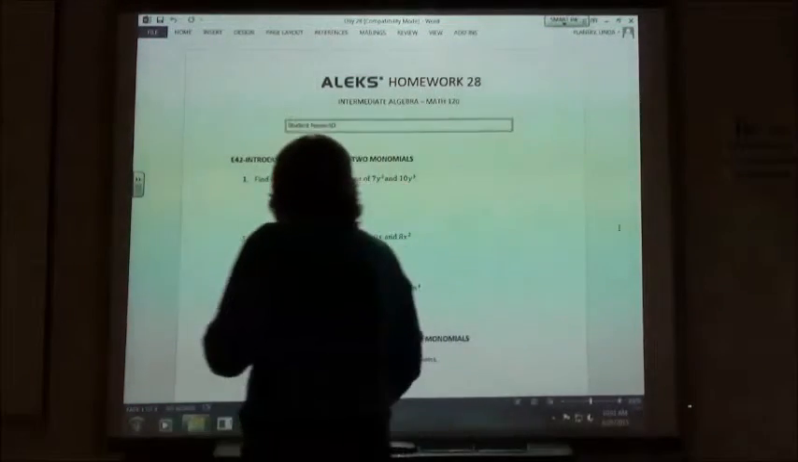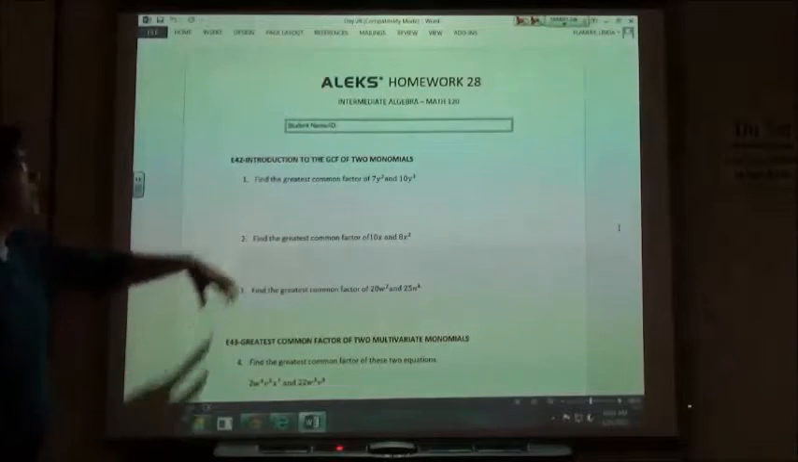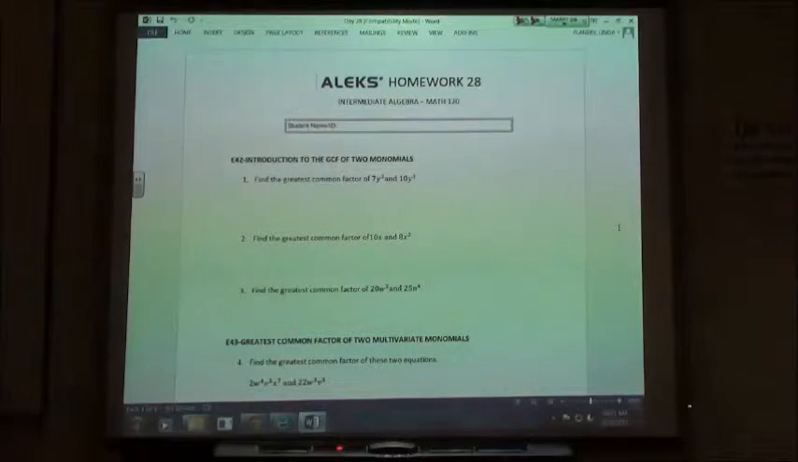So homework 28 is starting out with factoring. The first thing they're going to do is do the greatest common factor. Greatest common factor is asking, what can I divide out of both terms? What do they have in common?